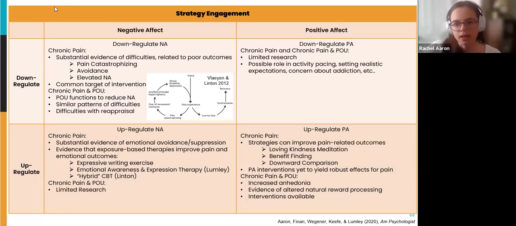Nothing really here in chronic pain, but some things that we speculated. We thought this might have a role in setting realistic expectations about physical activity. So we work with patients to set goals about what types of things they want to engage in over the next week before we see them again. And sometimes people set very lofty goals that aren't terribly realistic. And so this might be an opportunity where there's room to kind of down-regulate expectations a little bit. So just some thoughts there.